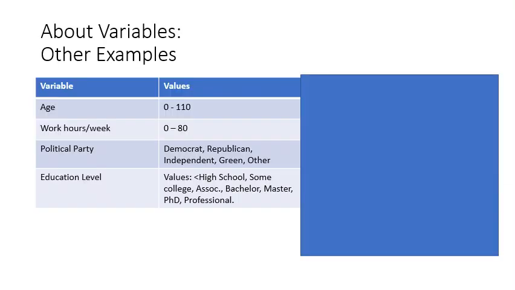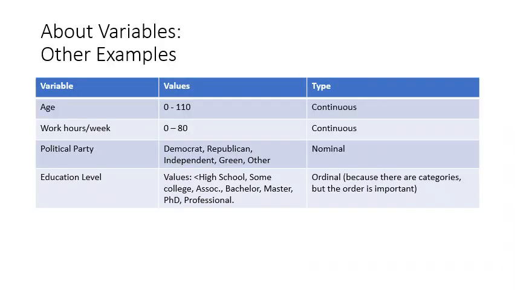Okay, so age, values might be 0 to 110. That would be a continuous variable. The number of work hours per week might be 0 to 80. I hope not, but that would be a continuous variable as well. The values could fall anywhere. Your political party, Democratic, Republican, Independent, Green, Other, that's a nominal variable. We can list them in any order. And your education level, less than high school, some college, associate, bachelor, master, PhD, professional. Ordinal, if we were going to show these data, the order would be important.